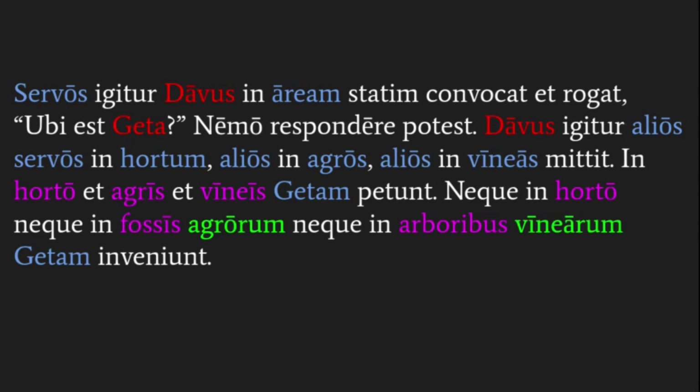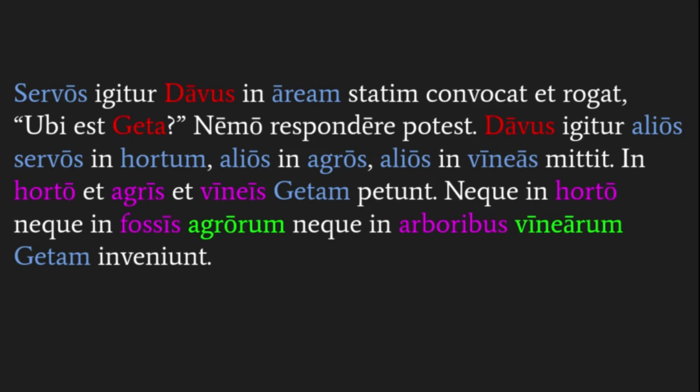Davos igitur alios servos in hortum, alios in agros, alios in vineas mittit. So Davos, therefore, right? Igitur means therefore. You have to go all the way to the end of the sentence to find your verb. What's he doing? He mittit, he sends, right? Who does he send? Alios servos, some slaves. Where does he send some slaves? In hortum, into the garden.